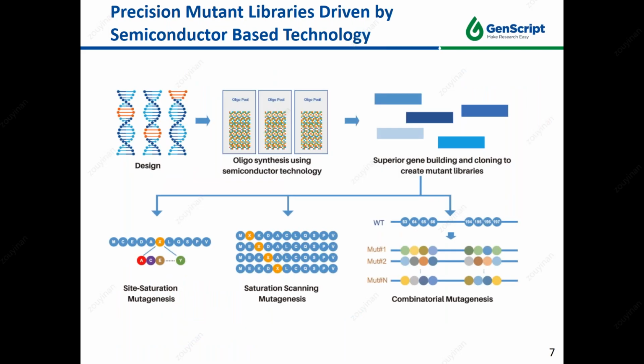Such a high-end technology has enabled us to pursue the next generation of library constructions with superior control of codon selection and distribution. Based on the downstream applications from our customers, we have further characterized the libraries into 3 different types. The first is the site saturation mutagenesis library, followed by the saturation scanning mutagenesis library as the second type. And the third type is the combinatorial mutagenesis library.